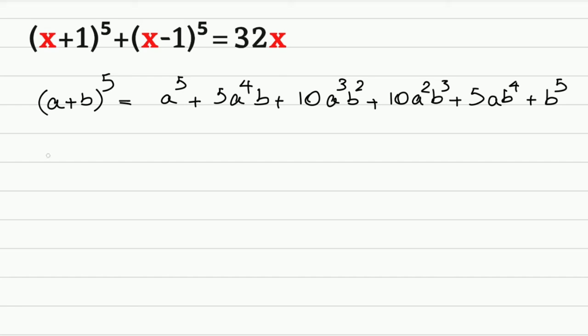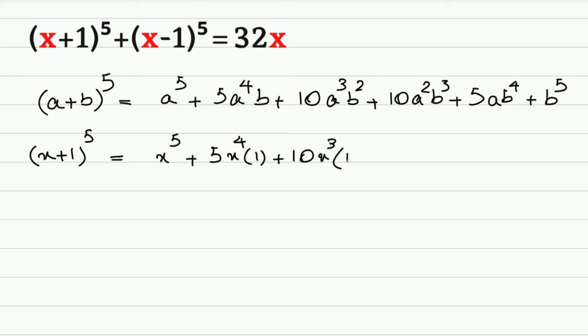Now let's apply this to (x + 1)^5. We have x^5 plus 5 times x^4 times 1, and then 10 times x^3 times 1 to the power of 2, which is 1. Now 10 times x^2 times 1 to the power of 3, that's 1 again. And 5 times x times 1 to the power of 4, and in the end 1 to the power of 5.